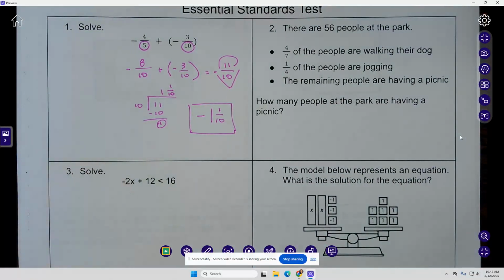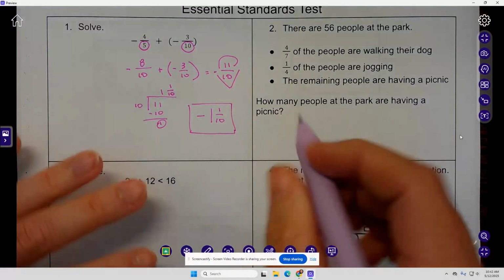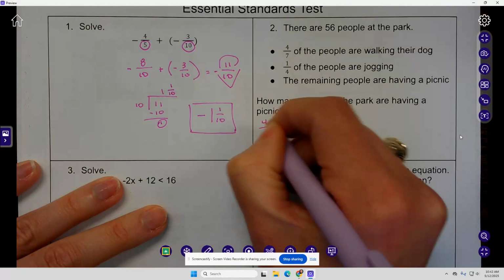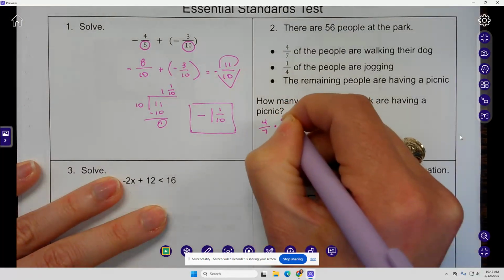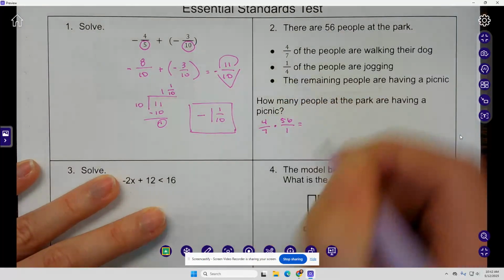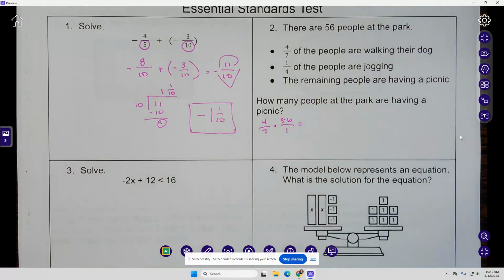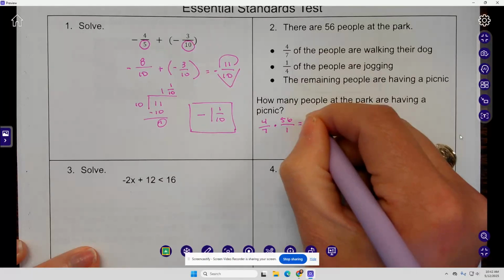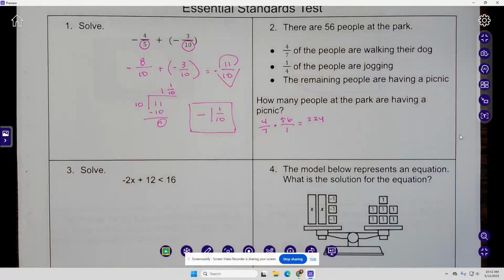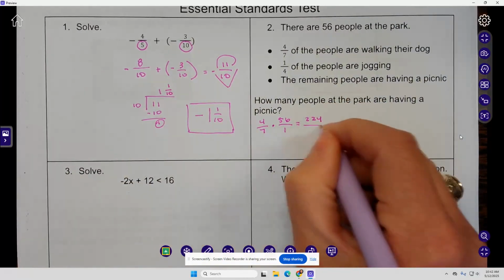Number 2, there are 56 people at the park. 4/7 of the people are walking their dog, 1/4 of the people are jogging, and then the remaining people are having a picnic. How many people at the park are having a picnic? So the way that you solve this is you take each of these fractions and you multiply it by 56. So 56 times 4 is 224. 7 times 1 is obviously 7.